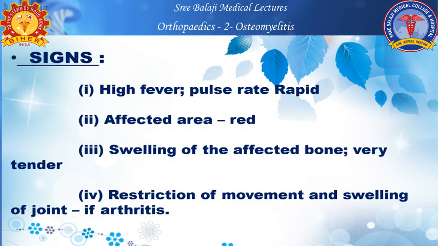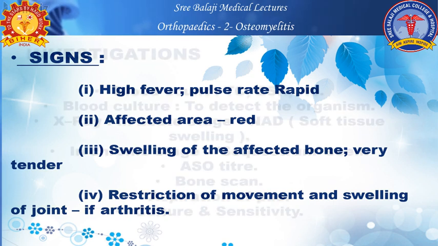Signs of osteomyelitis will be high fever and tachycardia. The affected region will be red and warm, and the affected bone will be swollen and very tender. Restriction of movement of the affected limb will be there, and sometimes, if the metaphyseal region is intra-articular, the joint may be involved, causing septic arthritis.